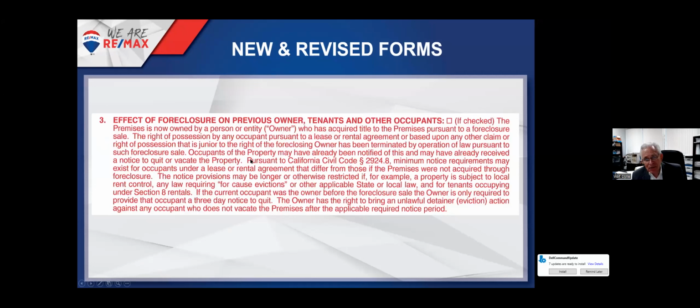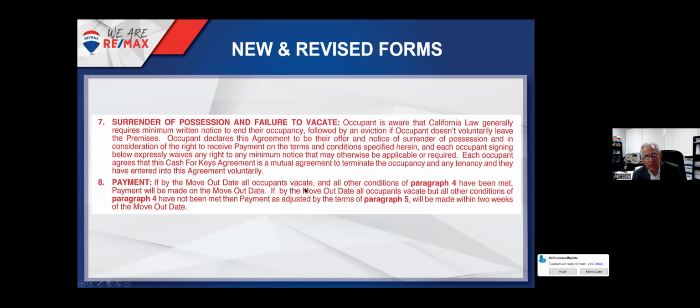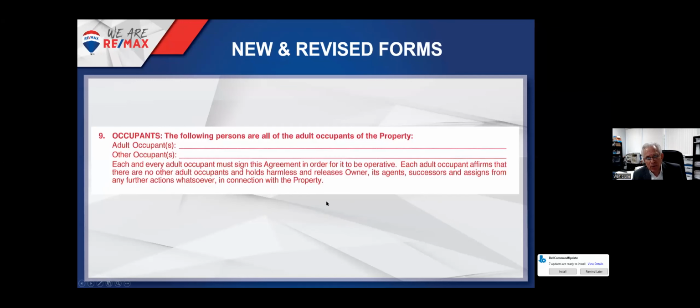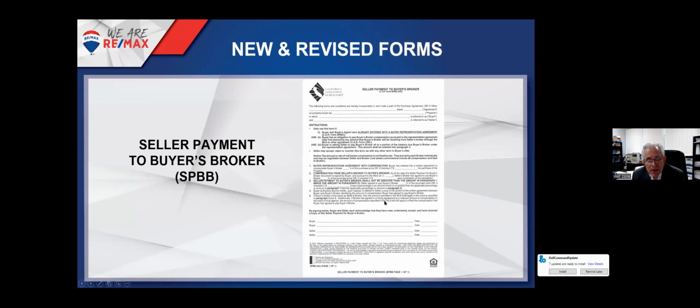Paragraph 3 probably doesn't affect you because most of us are not representing REO properties at this time. Some of you will. I know some of you on this call have done REO business in the past, so then this paragraph 3 will come into effect. This is the occupant's obligations. Pretty much doesn't change too much, and limits on the payment, surrender of the property. Pretty straightforward form. So I wanted you to be aware of that.